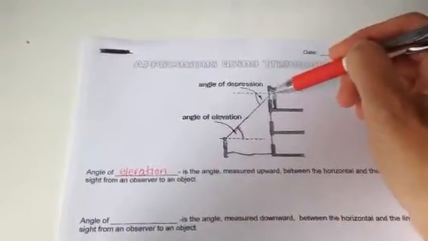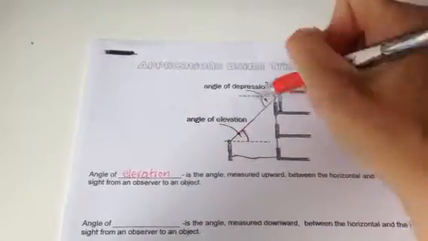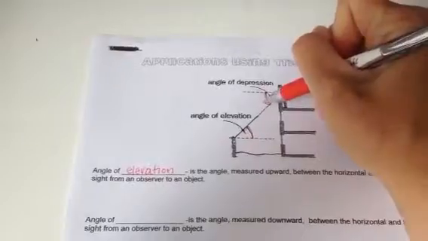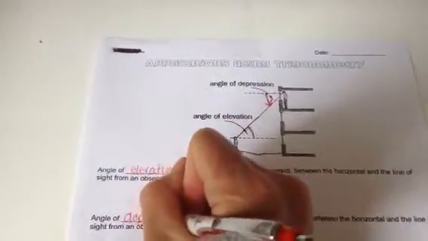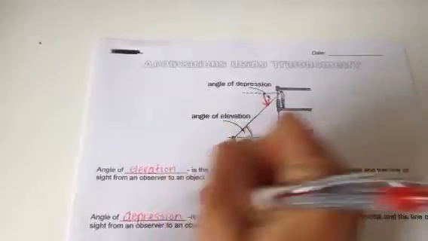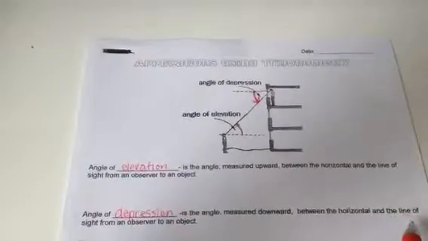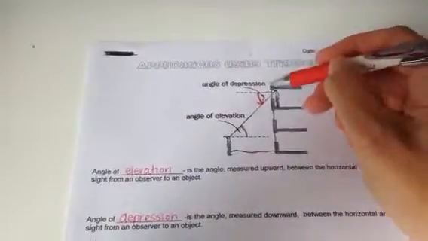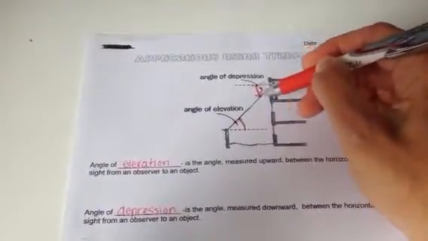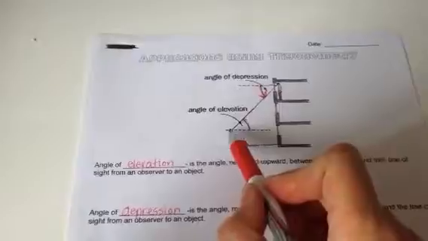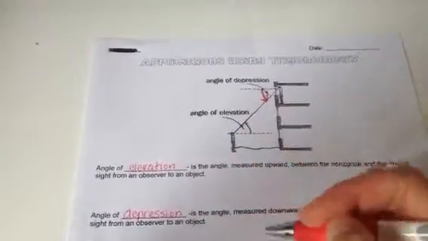Opposite is the angle of depression, and that's when you look straight ahead and then look down towards something. The angle of depression is the angle measured downward between the horizontal and the line of sight from an observer to an object. So if you look straight ahead and then have to look down to what you're looking at, that's depression. If you look straight ahead and then have to look up, that's your angle of elevation.